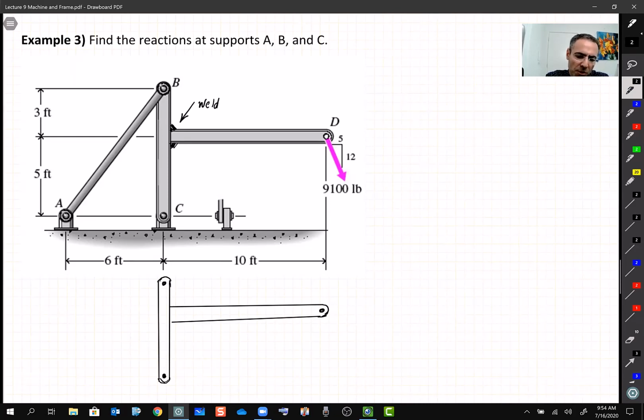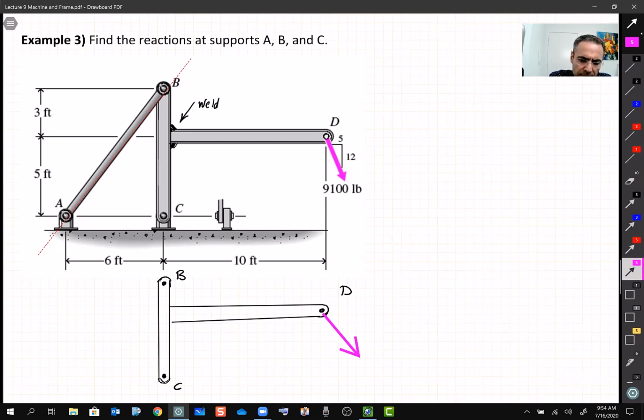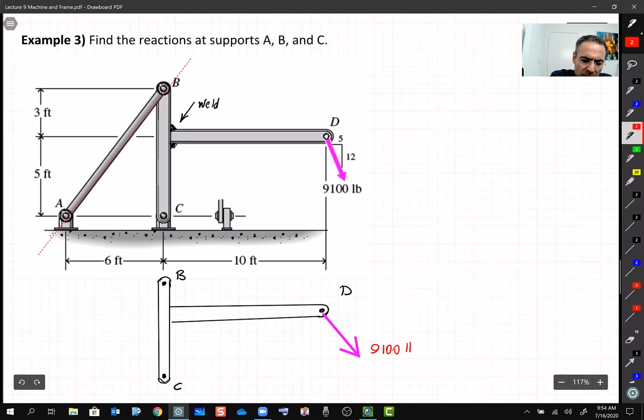Okay. So this is B, this is C, and this is D. And hopefully you guys realize that AB is a two-force member. And if it is a two-force member, then you know the rest, right? Okay. So this is the external load. We just put it there. We know it's how much? 9,100 pounds. And we have the information that we need to get its components. That's easy. Let's say this is our X and Y direction.